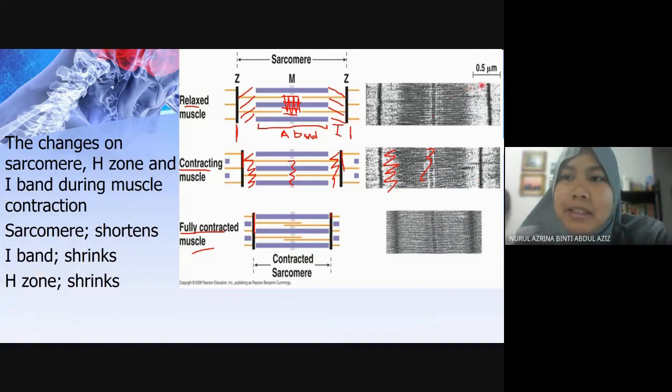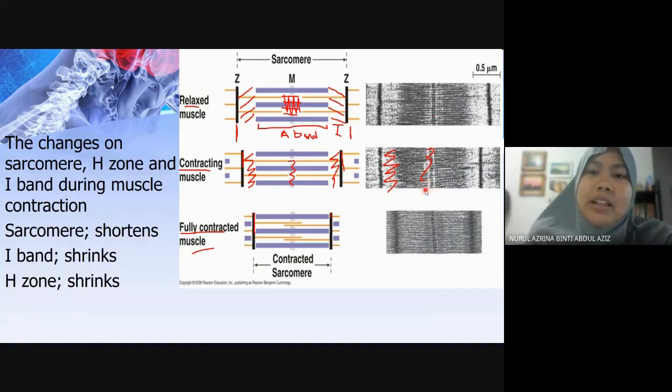And look at the I band. This is when the muscle is relaxed. Look at the I band. It is very bright. This area is composed of only thin filament. But as the muscle contracts, look at the I band. The I band shrinks. Similarly for the H zone. Look here. This bright area is quite large, but now you can see the bright area gets smaller.